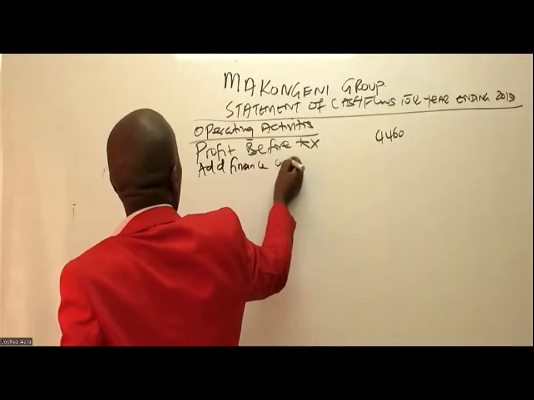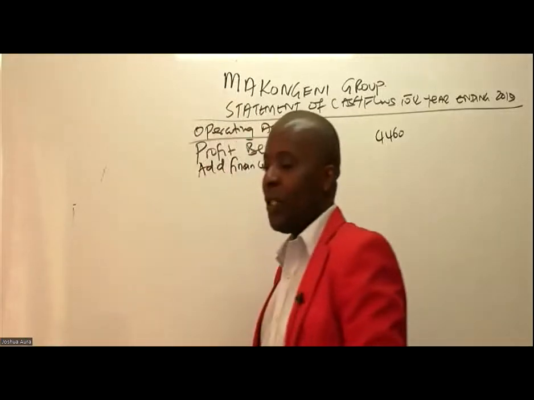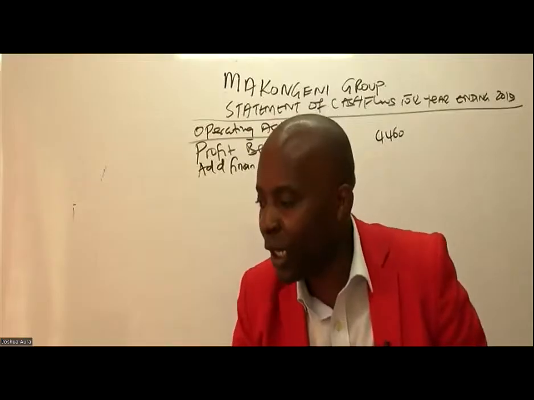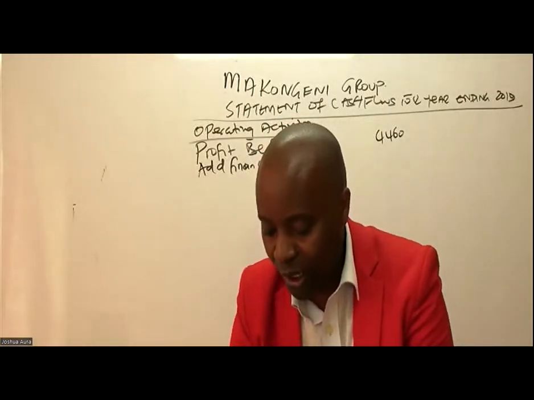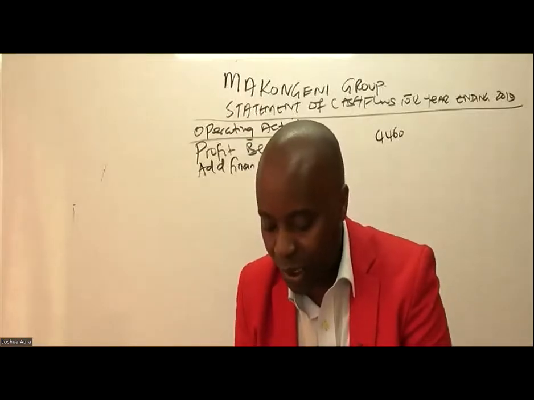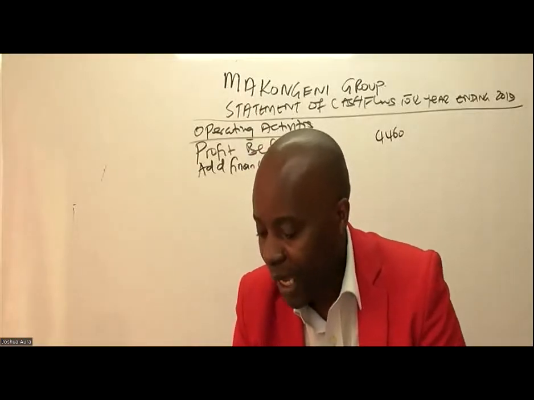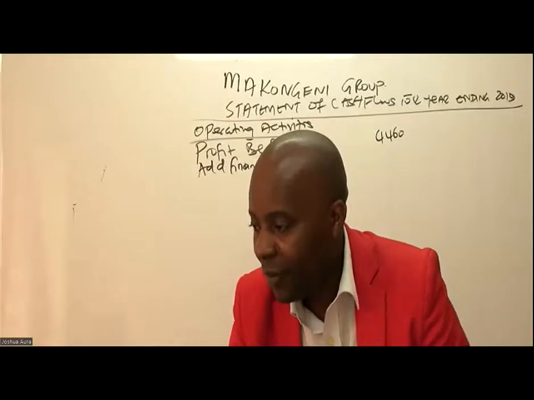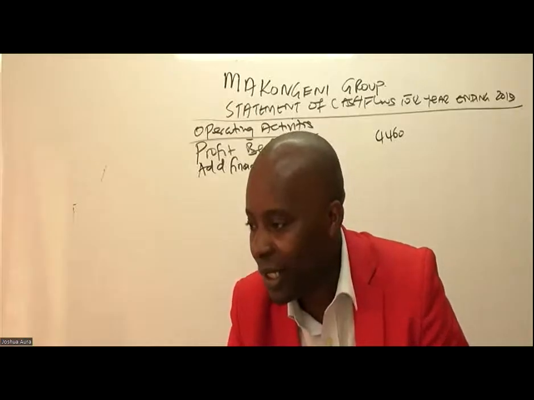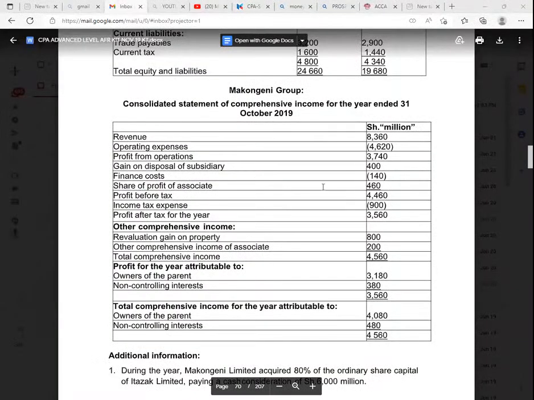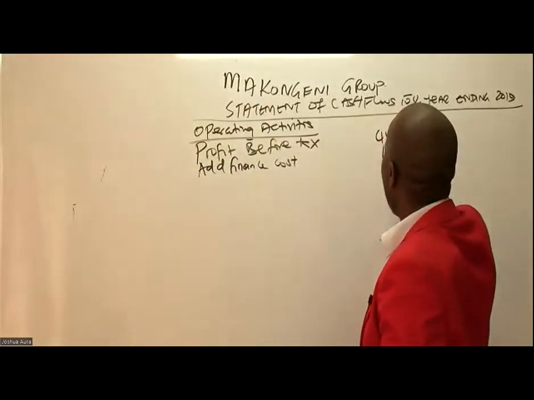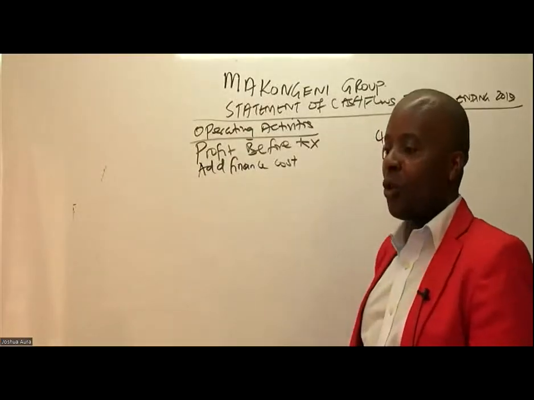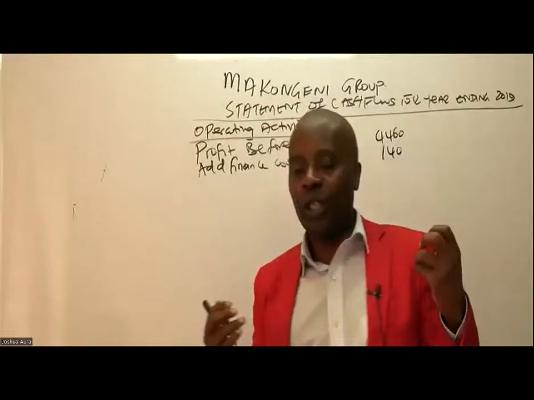Ladies and gentlemen, are you able to see the finance cost in this question? I know you have the paper. The interest, basically, finance cost 140. We are adding it back. So add the finance cost of 140. Thank you so much. So from there, what next should we think about?